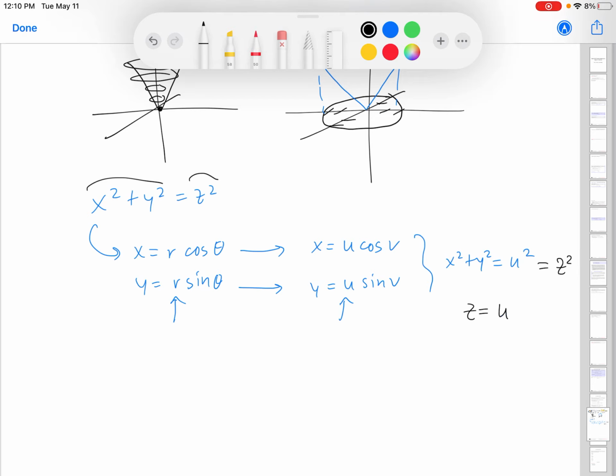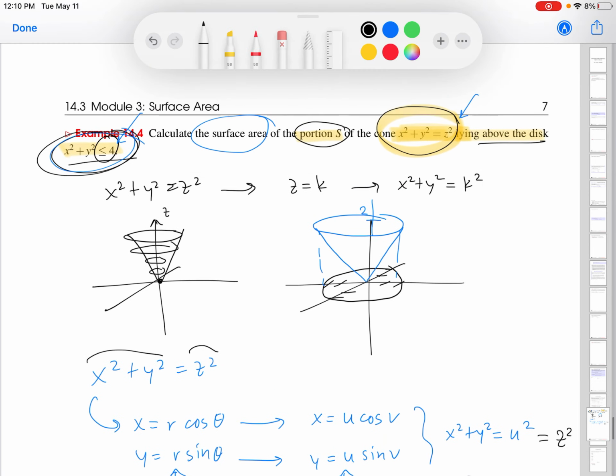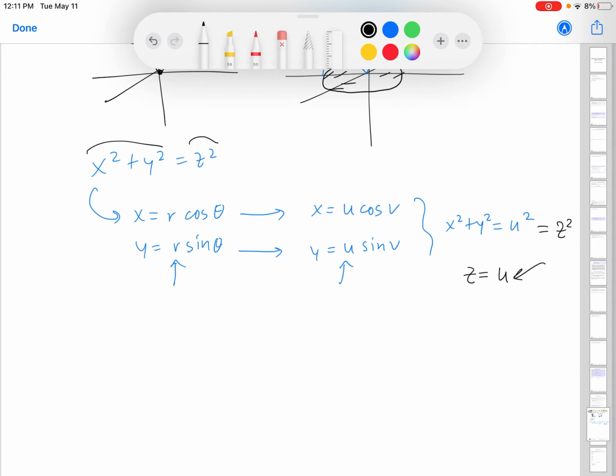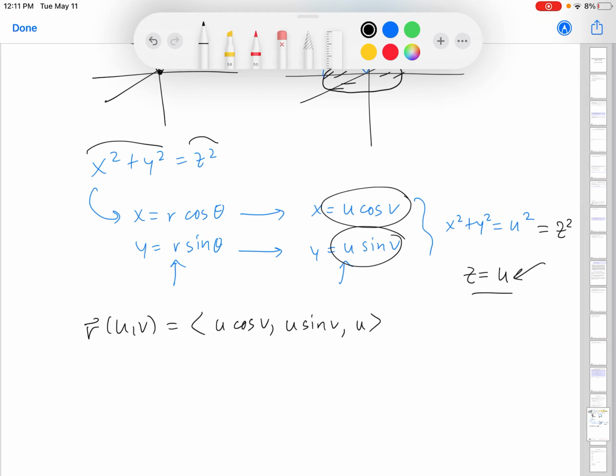You might wonder, why isn't z equal to negative u? That would yield negative z values. And in our cone, right, we are not considering negative z values. We're told that we're lying above the disk, x squared plus y squared less than or equal to 4. So we're looking only at positive z values. So we have now arrived at our parameterization, r of u, v. The x component is u cosine of v. The y component is u sine of v. And then z is just u. So now we have to figure out how these parameters range. So let's think about what everything is here. U, again, was like r.